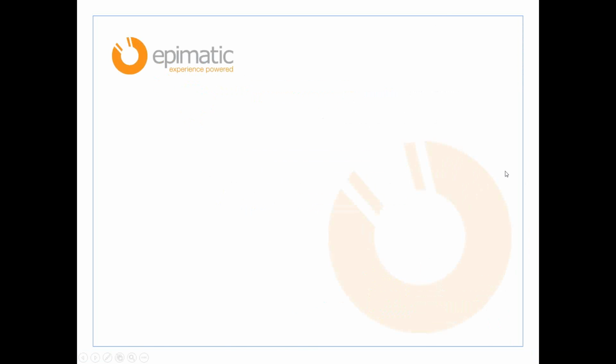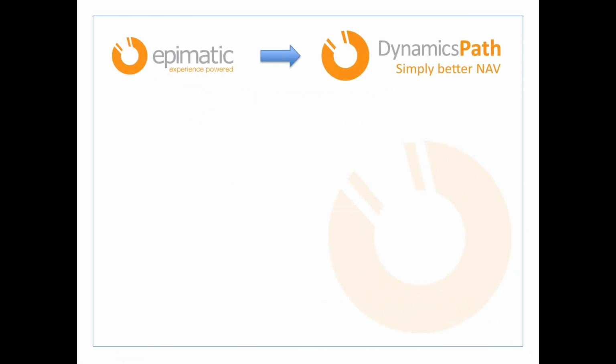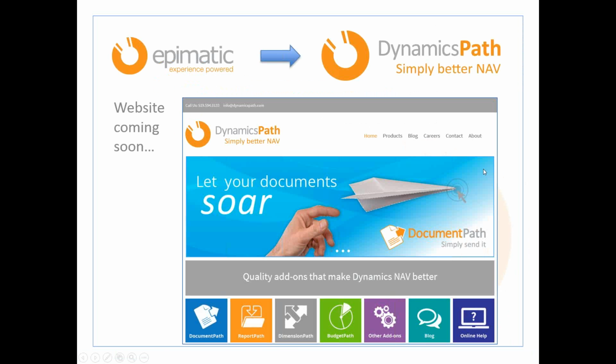So the company I'm with is Epimatic. We are in the process of rebranding the ISV side of our business as DynamicsPath. And we do have a website that is not launched yet, but will be live soon. So DocumentPath is the product we're focusing on today, but we do have other add-ons for NAV as well that we're equally as excited about.